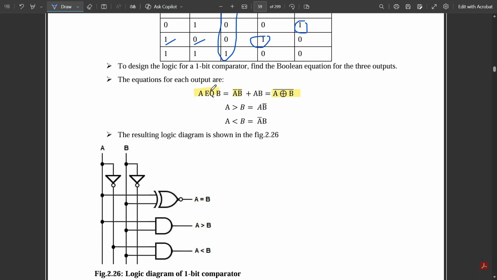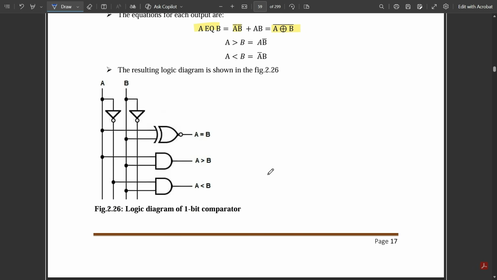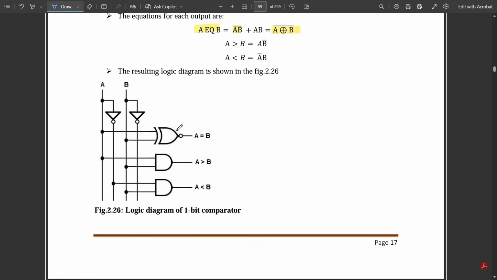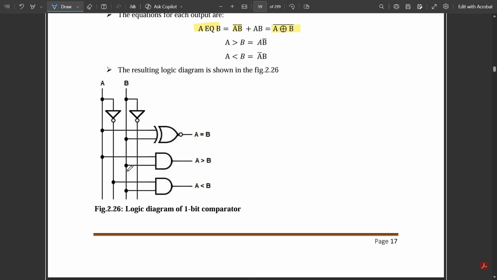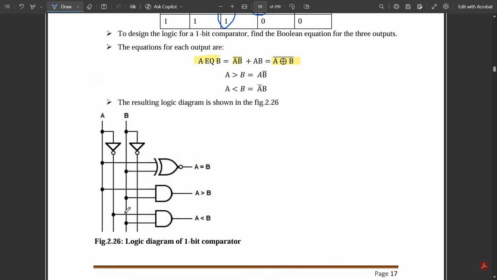With respect to these three conditions you can draw the resulting logic diagram. First is A XNOR B: from inputs A and B you take the XNOR gate for the first condition. For the second condition, A greater than B, the answer is A B bar, so you take one input from A and another from B bar and draw the logic diagram for the A greater than B condition, and for A bar B also the same thing. Hope this is clear, the logic diagram of a 1 bit comparator. So this is all about the 1 bit comparator.